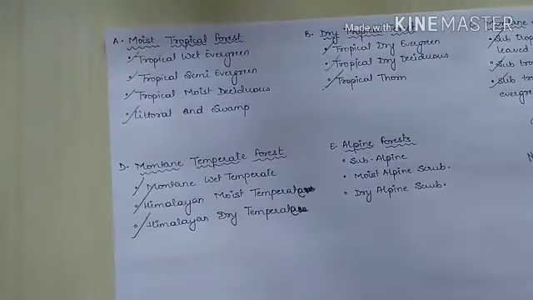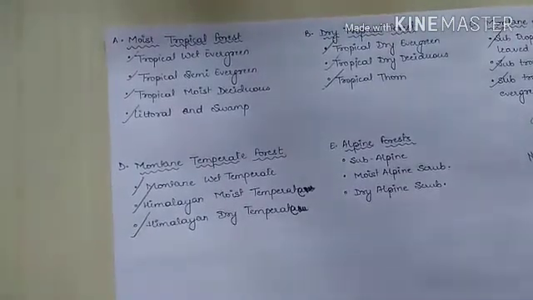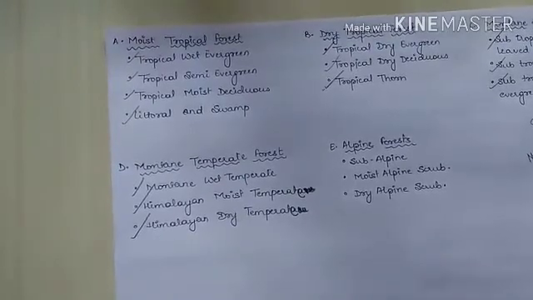Then next we have moist alpine scrubs. They are low evergreen, dense growth. Here we have dense growth of birch, berries, and honeysuckles, which occur from about 3,000 meters and expand up to the snow line.